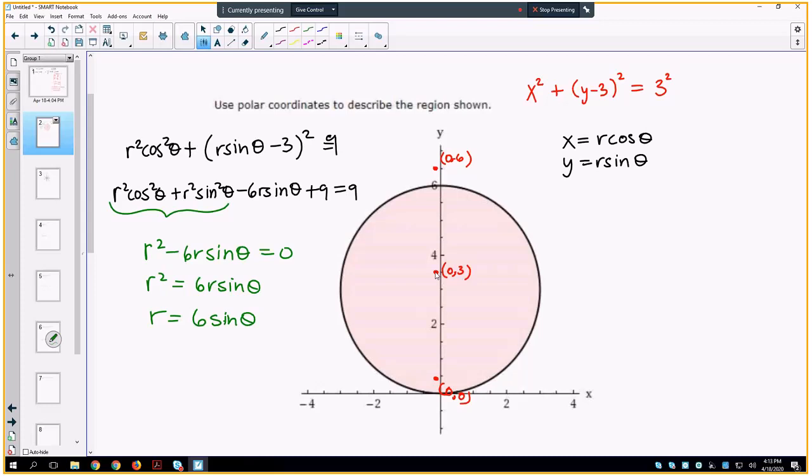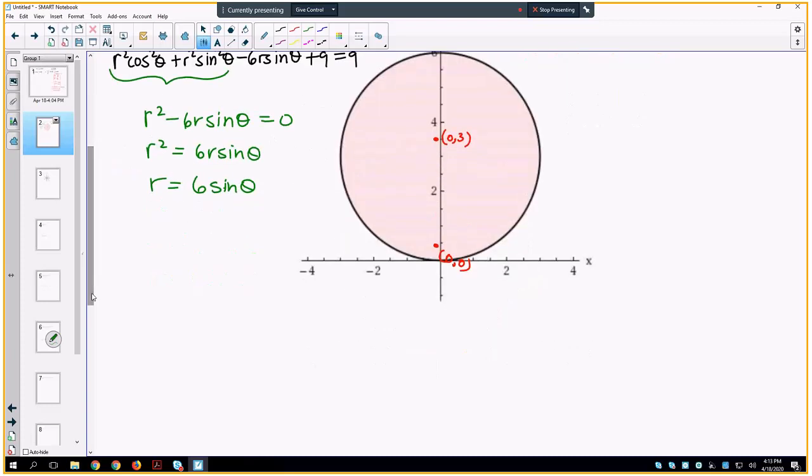So then if I want to describe this region, I'm going to use set builder notation. I'm going to say this is the set of all ordered pairs of the form r comma theta, such that r is between 0 and 6 sine theta. I also need to know about theta. So I'm going to have theta maybe between some angles.